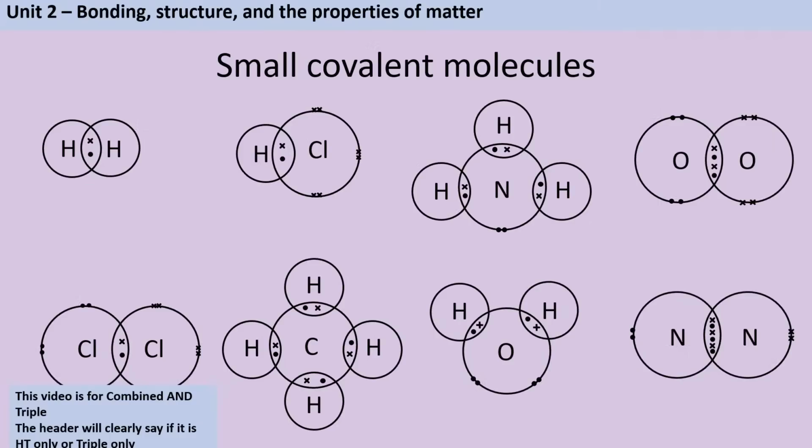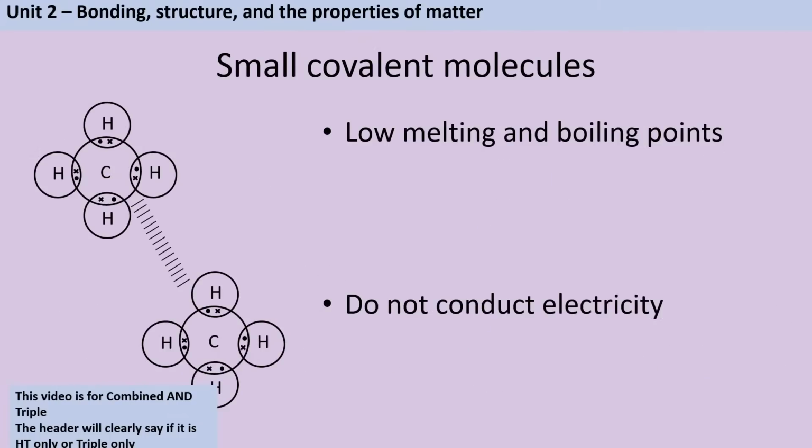Okay, so with these small covalent molecules, you also need to be able to talk about their properties. So the first thing is that they've got low melting and boiling points. So in order to explain this, we need to talk about the forces that are holding the individual particles together. So between these 2 methane molecules, there is a force called a weak intermolecular force. And if we compare it to the strength of a covalent bond, even the strongest intermolecular force is only about 10% of the strength of that covalent bond, right? So that's why we call it weak.